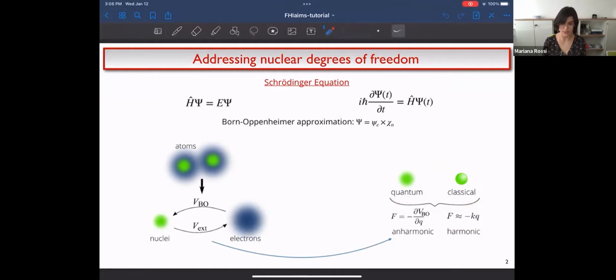So in this talk, everything we'll be talking about, the realm of ab initio molecular dynamics, concerns classical nuclei moving in this fully anharmonic potential with forces coming from the Born-Oppenheimer potential energy surface. All right.